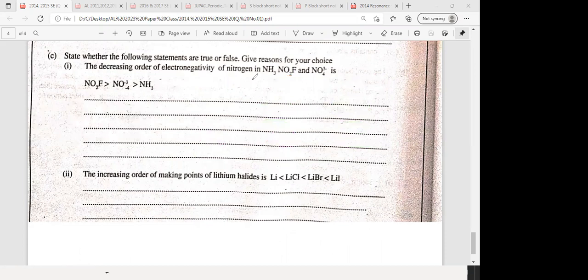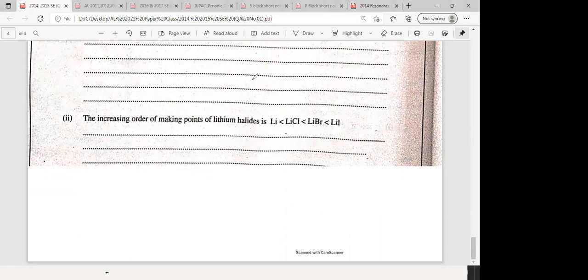The last one, part 2. Increase in order of, not melting point, melting point. This should be melting point, no? Increase in order of the melting point of lithium halides. This should be LiF, the F is missing here. Lithium fluoride, lithium chloride, lithium bromide, lithium iodide.